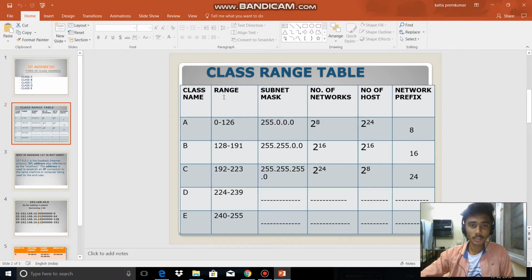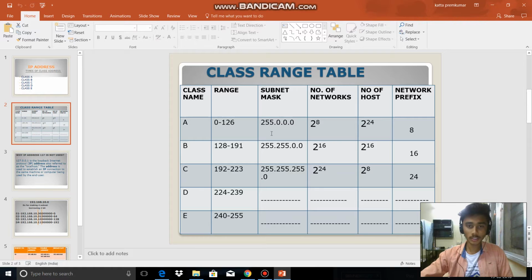So here is the class range table. We have the class name and range, subnet mask, number of networks, number of hosts, and network prefix. Class A range is 0 to 126 and the subnet mask is 255.0.0.0, number of networks 2 power 8 and number of hosts 2 power 24, network prefix 8. Next, class B, range 128 to 191.